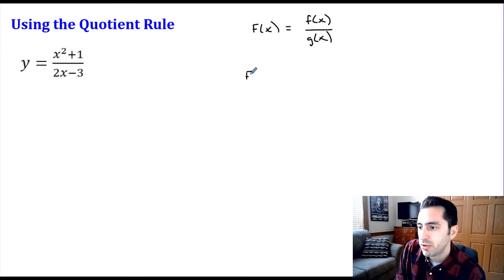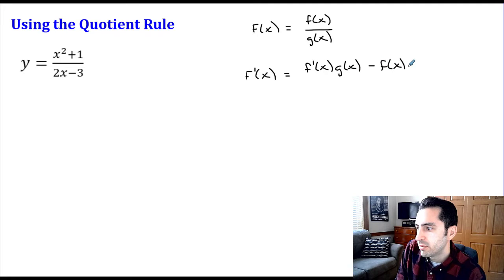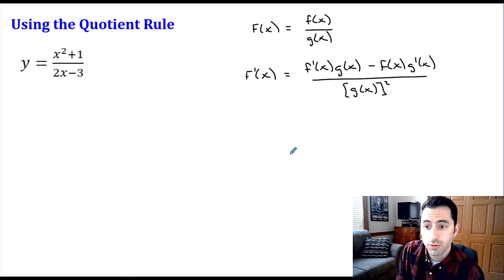Our quotient rule, so F prime of x, is equal to the derivative of the top times the bottom minus the top times the derivative of the bottom, all over the denominator squared. So low d high minus high d low over low low.